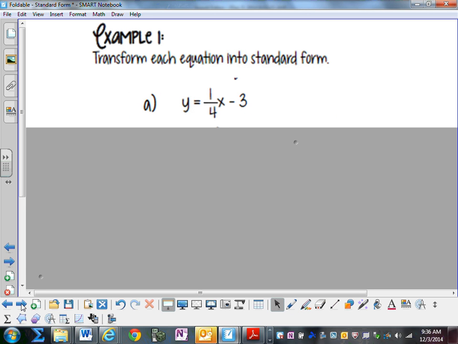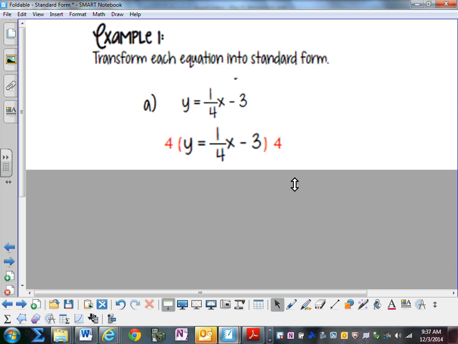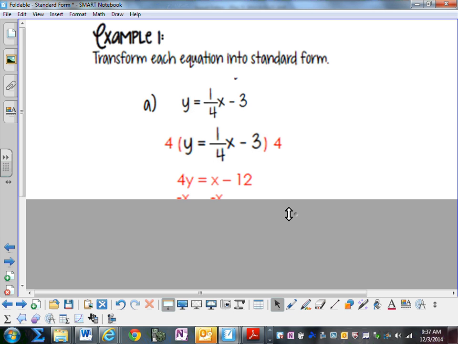Example 1. Transform each equation into standard form. y equals 1/4 x minus 3. So this equation is in slope-intercept form, and we're going to rewrite it into standard form. The first thing we're going to do is get rid of the denominator because we can't have fractions in standard form. So we're going to multiply the entire equation, each term, by 4, which will leave us with 4y is equal to x minus 12.